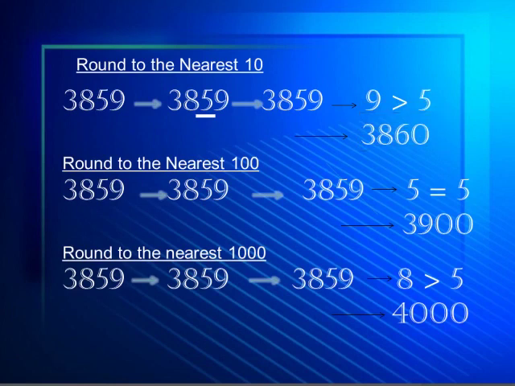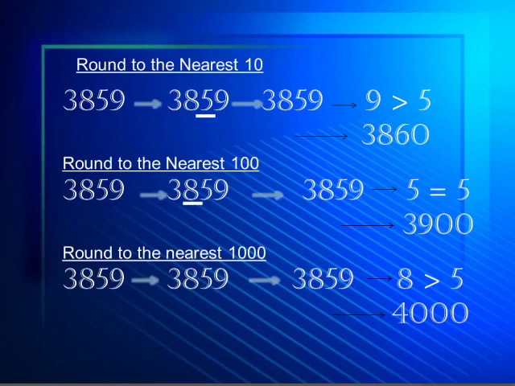The same way we will see for rounding to the nearest 100. So 3859. The digit in the hundreds place is 8 here. What you should do? Underline the digit 8. Then see to its right. You have got 5 there. So when you check whether it is greater than 5 or equal to 5, now it is equal to 5. So you should round the number to the next multiple of 100. So 3859 you will round to 3900.